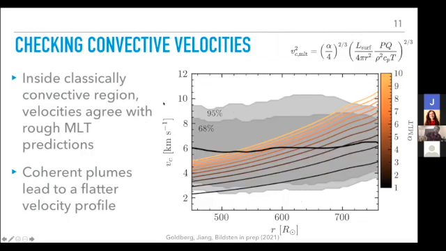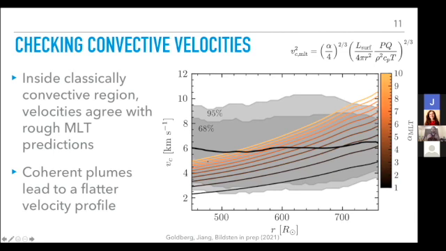We can also check the convective velocities against mixing length theory. And inside the classically convective region, the velocities agree pretty well with rough predictions from MLT. The black line here is the RMS velocity, or the square root of 1/3 the RMS velocity, which would be the convective velocity. And the gray areas indicate 68% of the fluid being between velocities of 3 to 9, and 95% being between 2 to 10. And the colored lines are what MLT would predict, given by the equation in the upper right-hand corner.